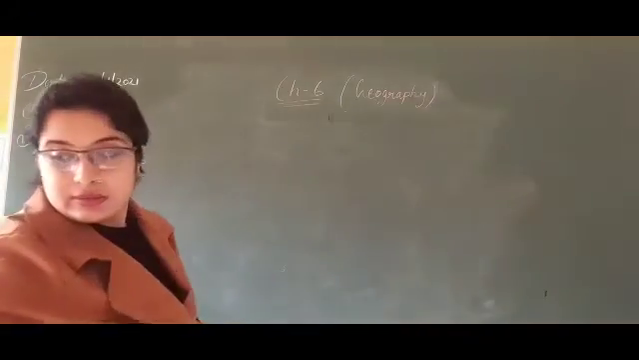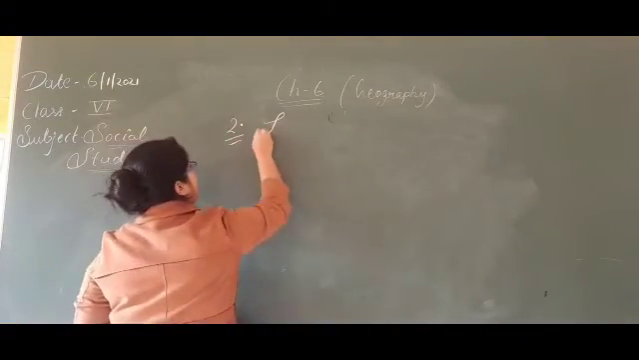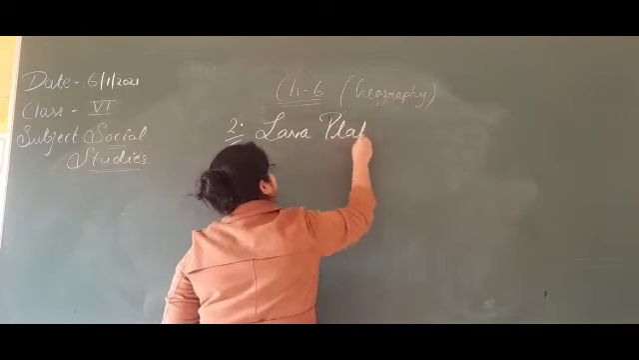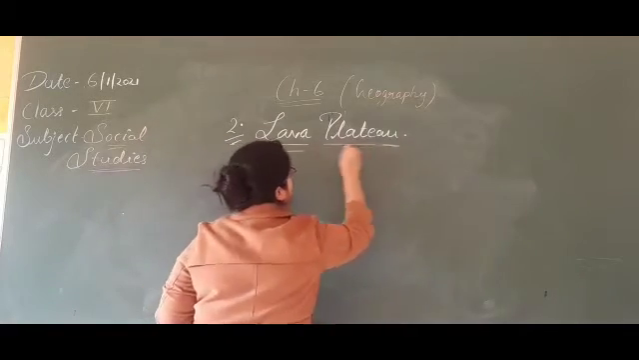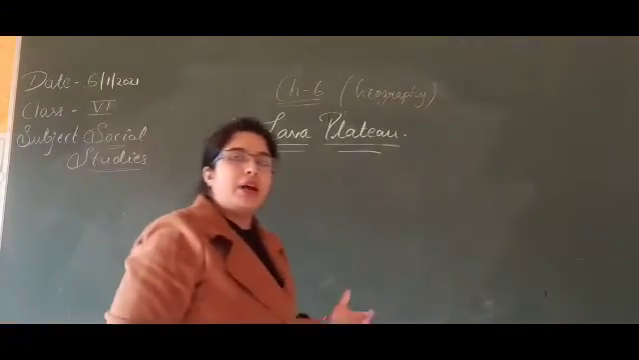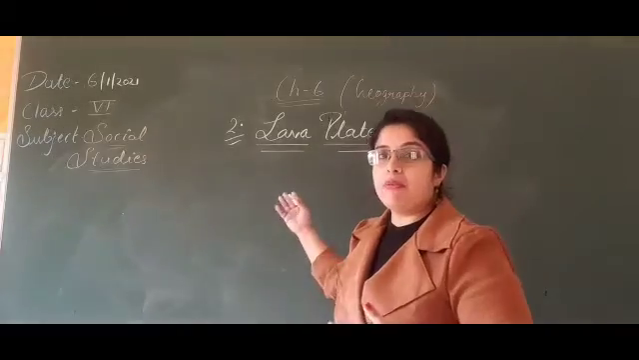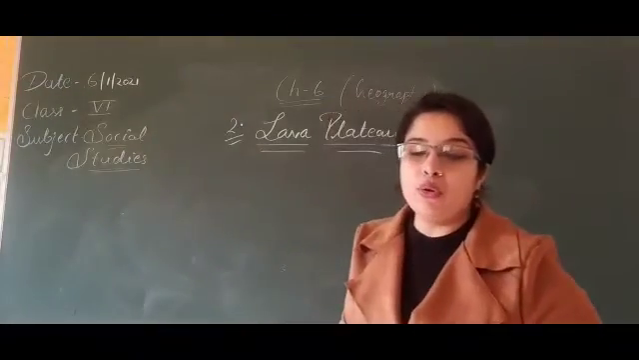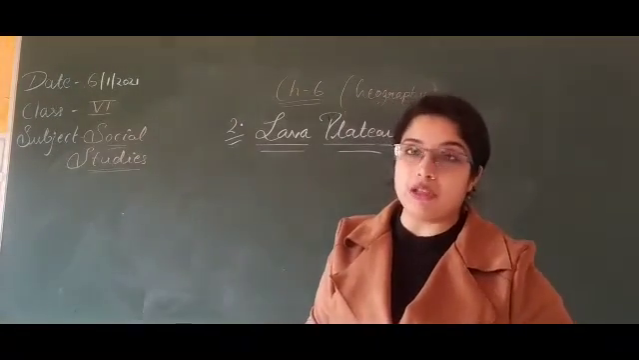The second one is the lava plateau. What is a lava plateau? These types of plateaus are basically formed by lava, by magma. When the magma cools down, these plateaus are formed, such as the lava that flows from the vent of the volcano, which causes the formation of the lava plateau.